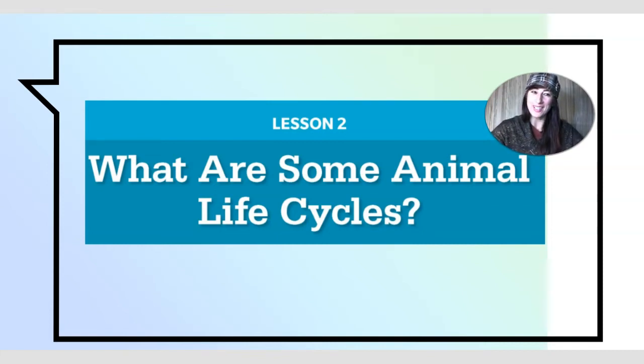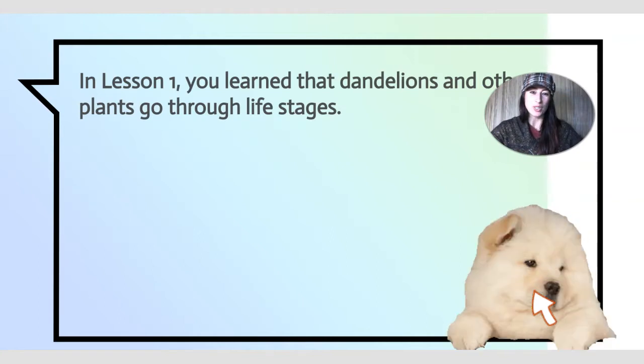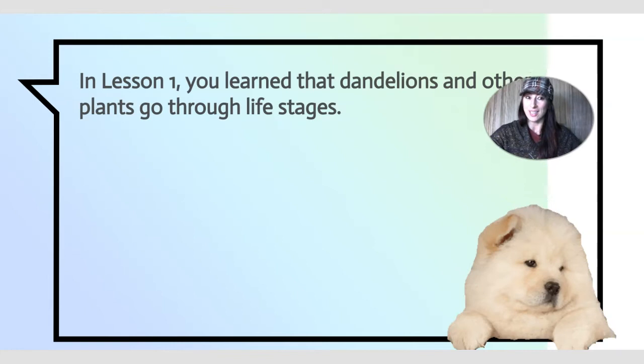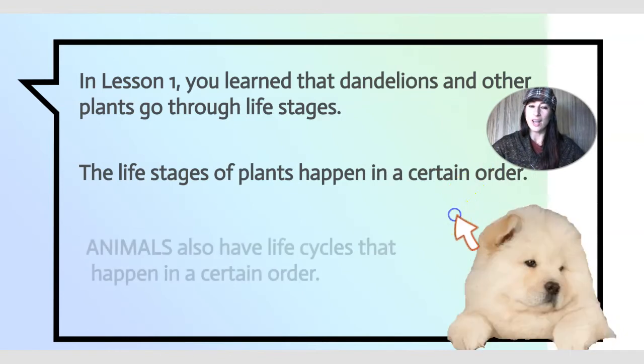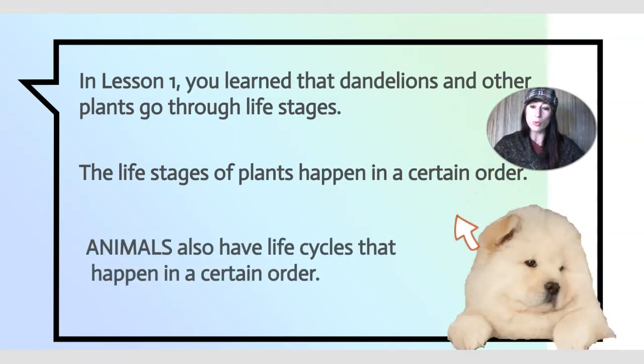I hope you had a great time off, and I'm sure you did a great job in your last science test. Well, we are about to begin a new lesson, lesson 2, called What Are Some Animal Life Cycles? In lesson 1, you learned that dandelions and other plants go through life stages. We learned that the life stages of plants happen in a certain order. Now, you will learn that animals also have life cycles that happen in a certain order.